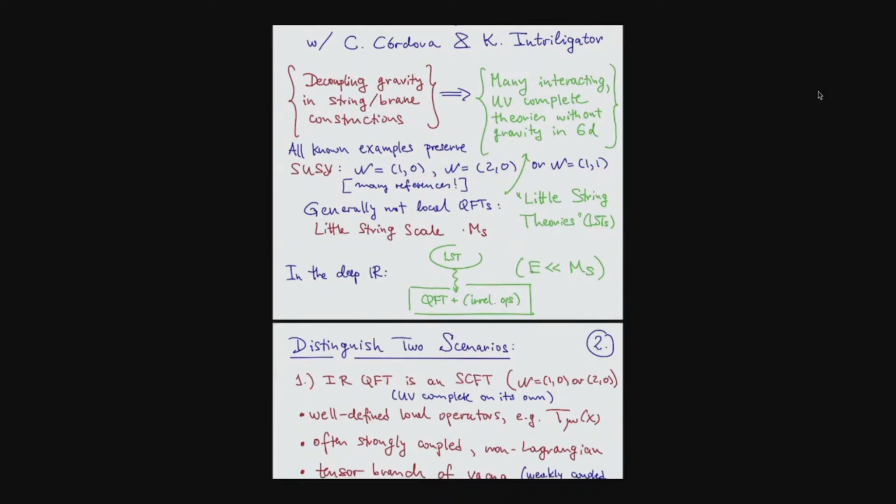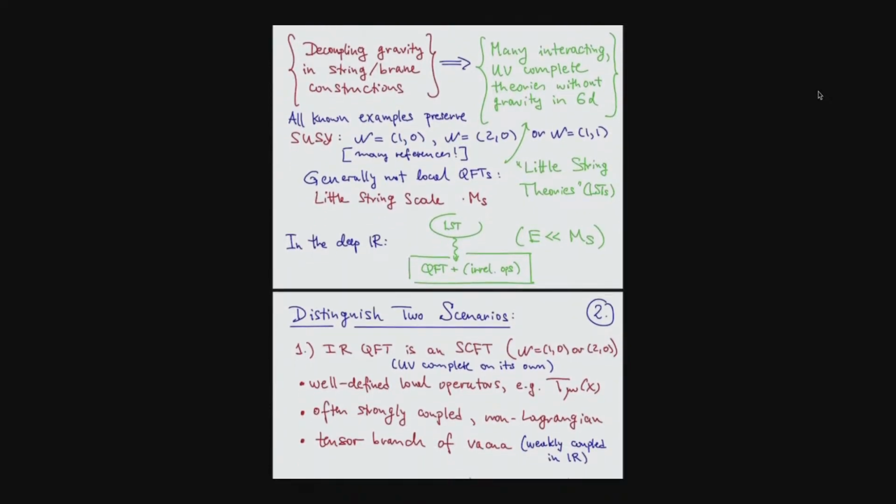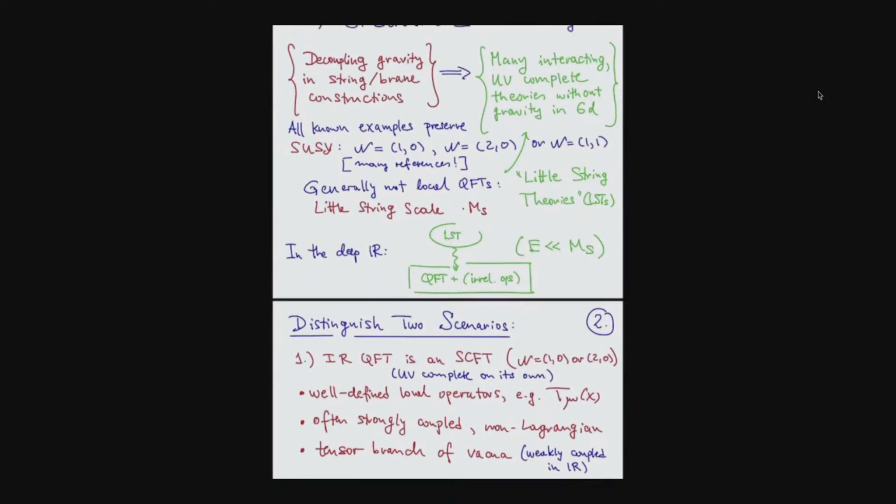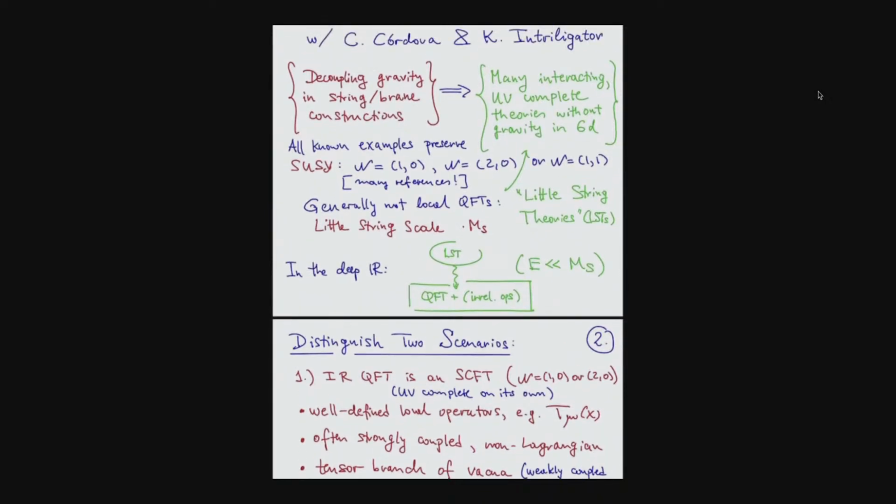6D supersymmetry is chiral, so this refers to the chirality of the 6D spinors. This is a long and famous and beautiful story that I will not review in detail, and I'll also omit many references, so I apologize for that.